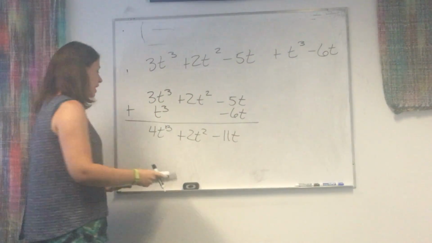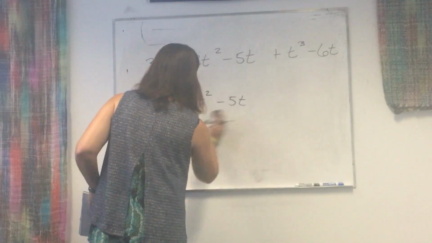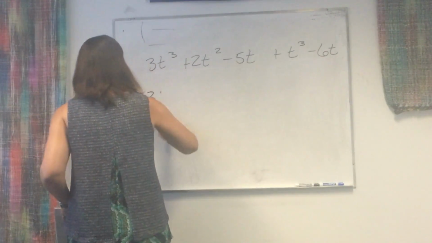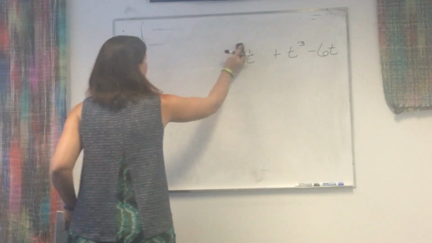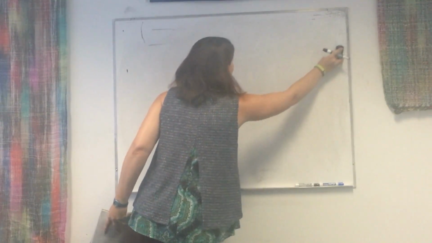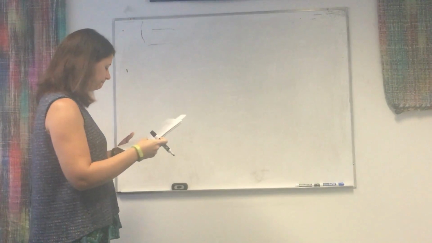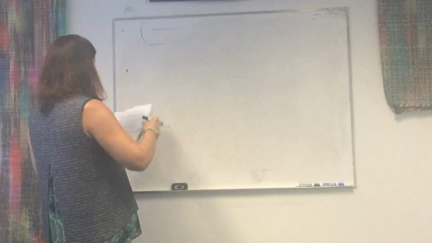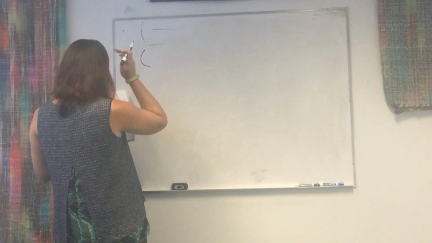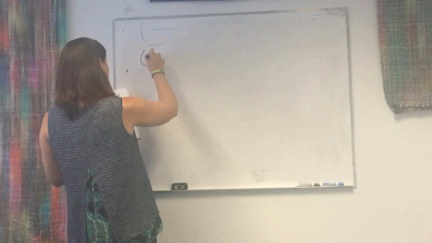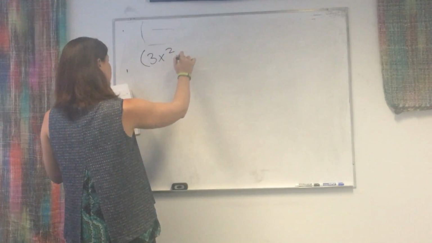Okay, so next is subtraction. If we want to subtract two polynomials, well, we have to be careful because of that subtraction sign. So if we have something, now these parentheses are important, so don't get rid of them too soon.